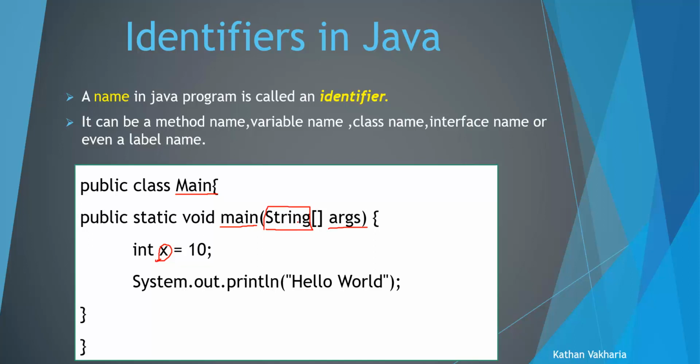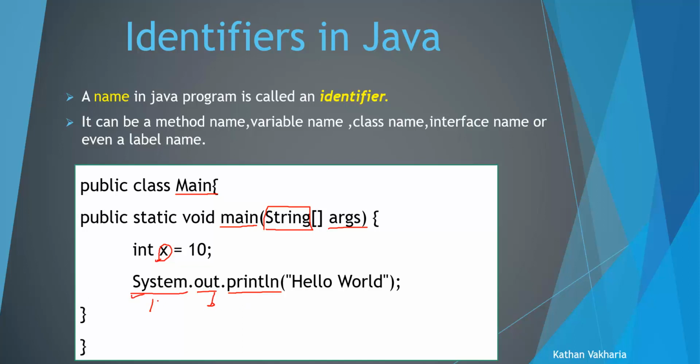So you might think this is it, but it's not like that, there's a twist here. The system. The system is also a name. That's why it's an identifier. This out is also a name. That's why it's an identifier. This println is a function. It's of course a name. So it's also an identifier. So it's tricky.